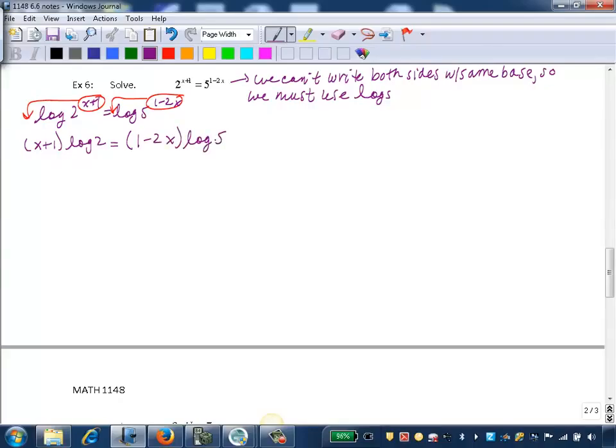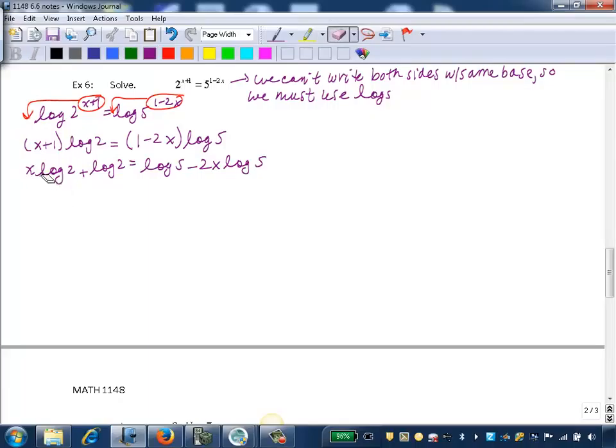And we'll set that equal to the quantity 1 minus 2x, have to use parentheses there, times log 5. Now, we've got the variable on both sides of the equation, and the variable appears in parentheses. So if we're going to solve here and isolate the variable, we've got to remove those parentheses. So we'll distribute. So we want x times log 2, so that will give us x log 2, plus 1 times log 2, so plus log 2. And that will equal 1 times log 5, so log 5, and then times negative 2x. So minus 2x log 5.